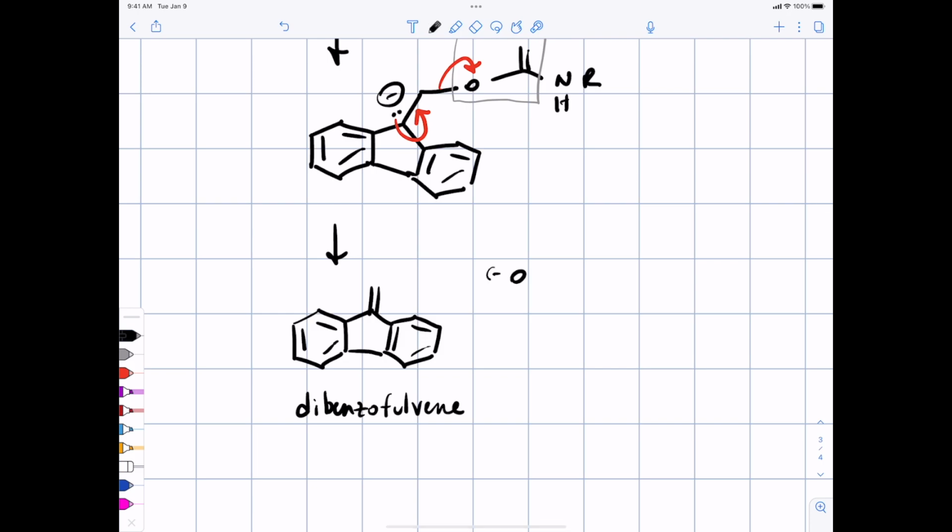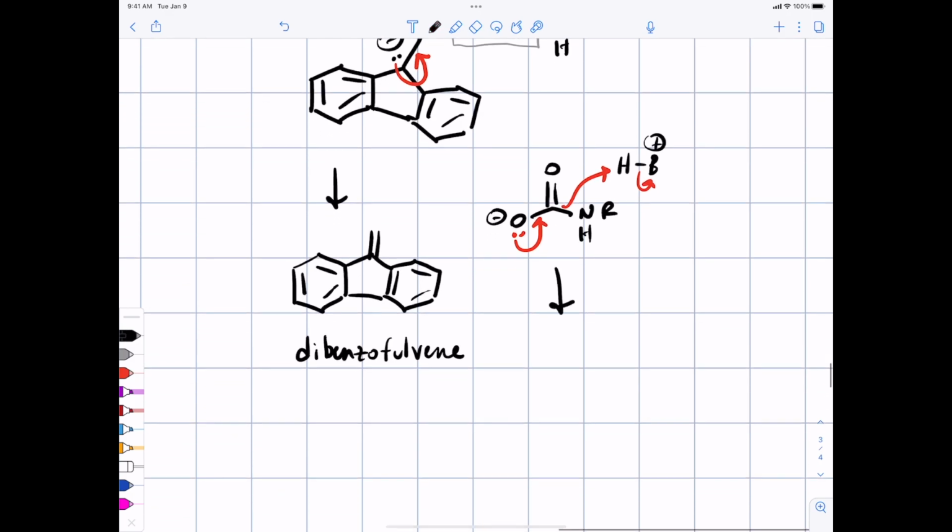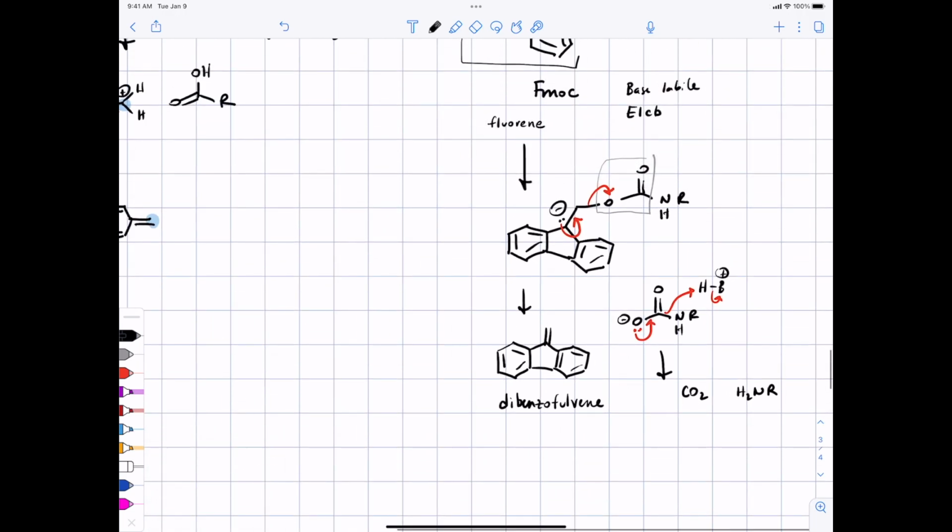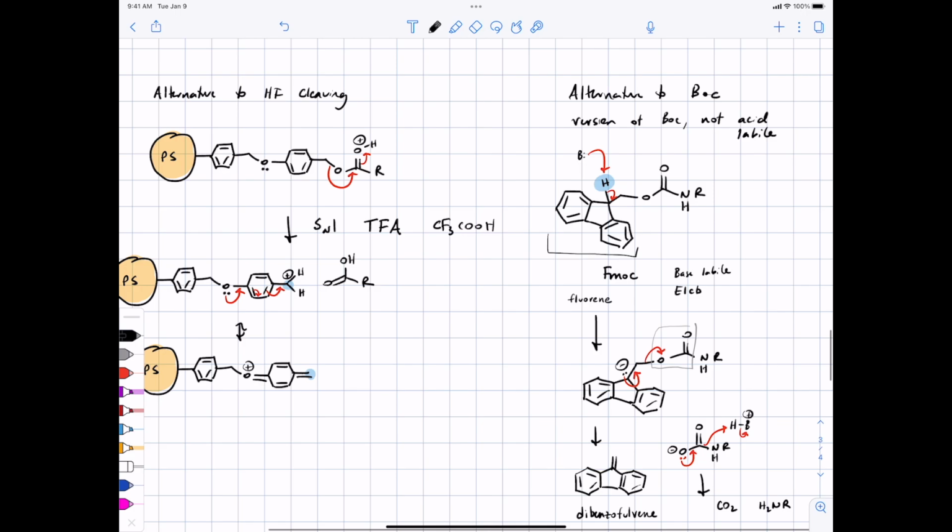Then you're left with the conjugate base, or rather the leaving group, which can do a decarboxylation reaction. Probably the nitrogen picks up a proton from some source. I'm not sure what it is. Possibly the conjugate acid of the base that you used as the leaving group, as the decarboxylation is happening. You lose CO2 and you free up your amine. So FMOC now allows you to do basic deprotection reactions.